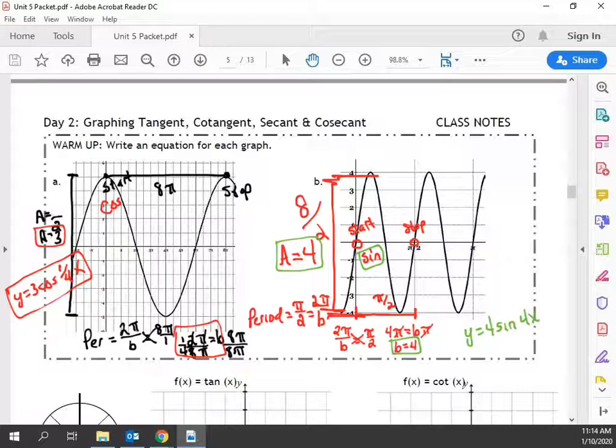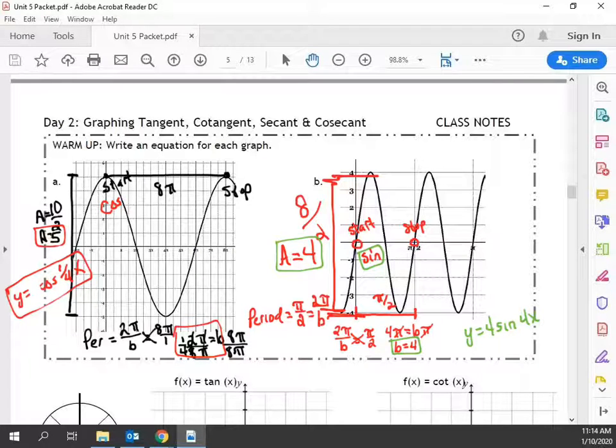This should be a distance of how much, guys? How far up does it go? To 5. How far down does it go? -5, for a distance of 10. So A is equal to what? 5, which means I need to fix that there.